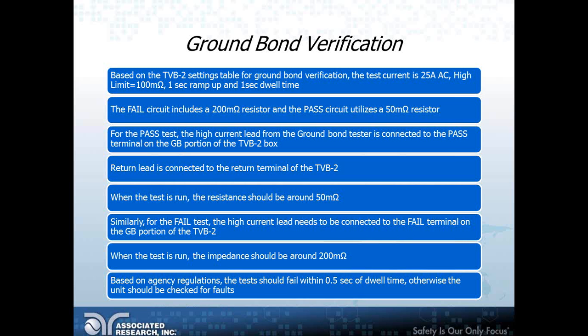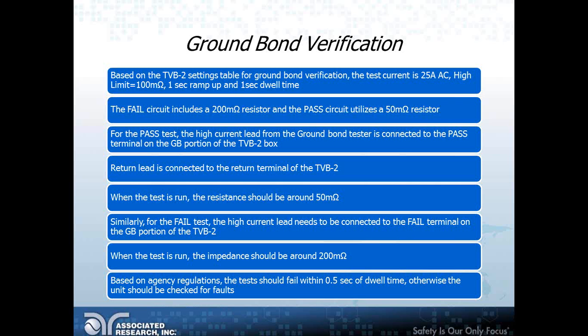So the ground bond unit would then be set similar to the Hipot test. It will be set for two separate tests. The first test is the pass test. For this test, the ground bond unit is set to 25 amps, a high limit of 100 milliohms, and a potential drop of 6 volts. We're going to use a 1 second ramp up time, 1 second dwell time.